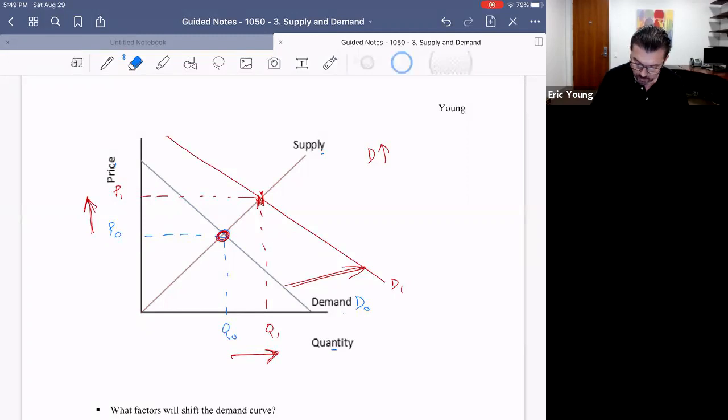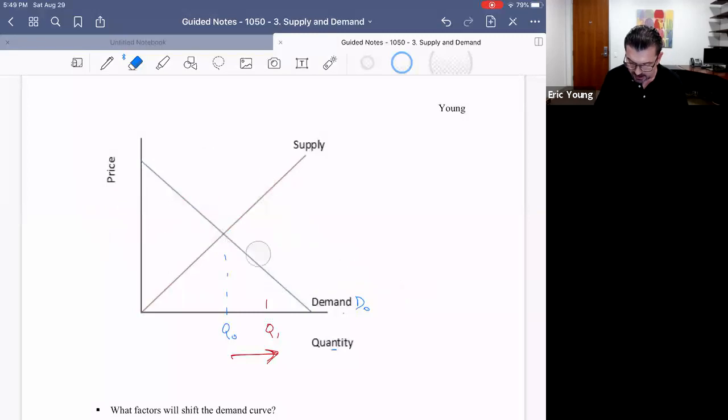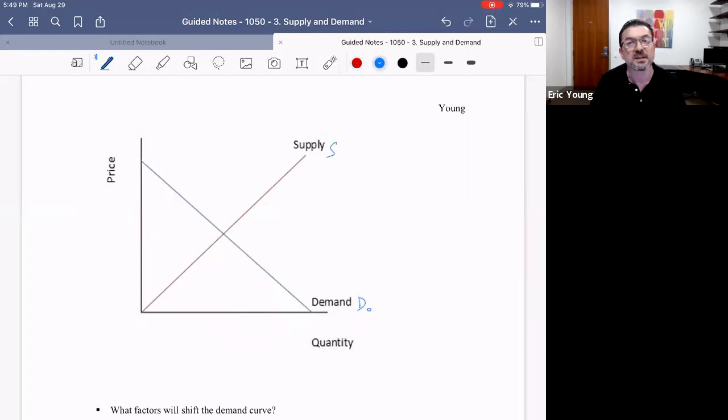Now, we can also go the other way. Let's get rid of this, and let's go from an increase in demand to a decrease in demand. Again, we have supply and our original demand curve D0. Supply and demand meet at the original equilibrium. We go across, and that gives us P0. We go down, that gives us Q0, right?